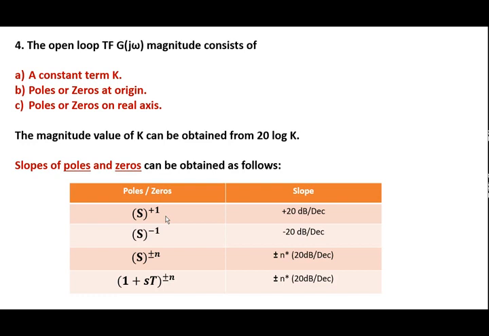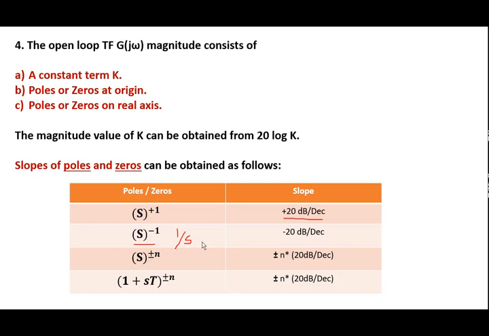So how are we going to find the slope for s? If the s function, that is a zero at the origin, is present in the transfer function, then we should consider the slope as plus 20 dB per decade. If it is present in the denominator, that is 1 by s, s inverse is nothing but 1 by s. This is a pole at the origin. So for s it is plus 20 dB per decade, for 1 by s it is minus 20 dB per decade.